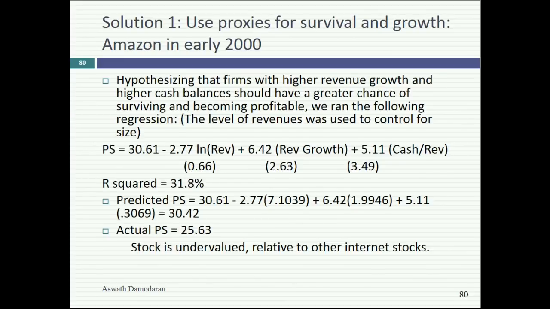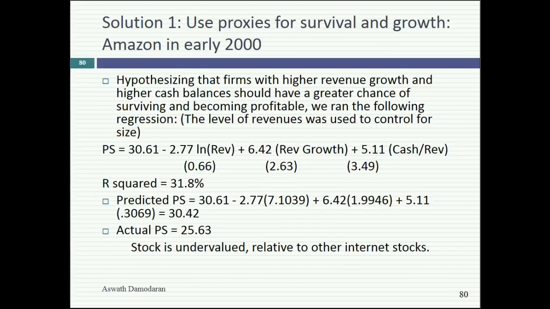And then I plugged Amazon's actual numbers into this regression. Remember, this is at the exact same time I found Amazon to be overvalued in my DCF. I got a predicted price to sales ratio of 30.42. It was actually trading at 25.6 times revenues. So based on its pricing, what am I finding? That Amazon is underpriced. It's cheap.